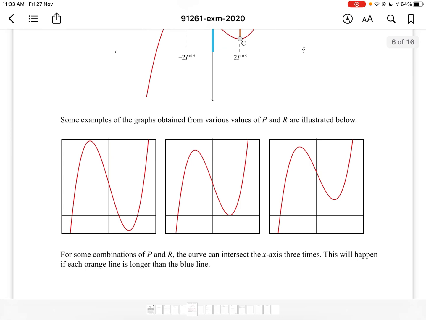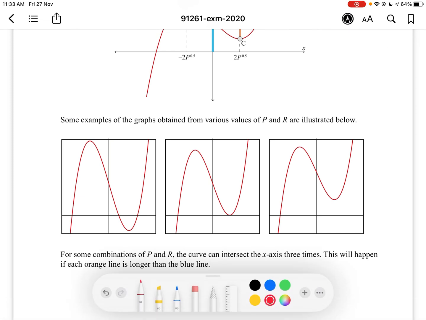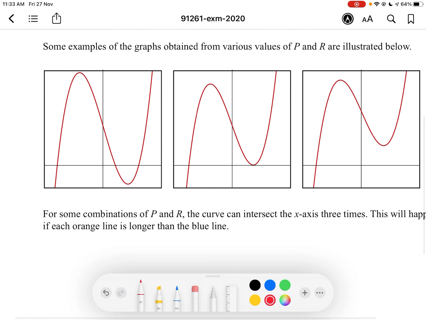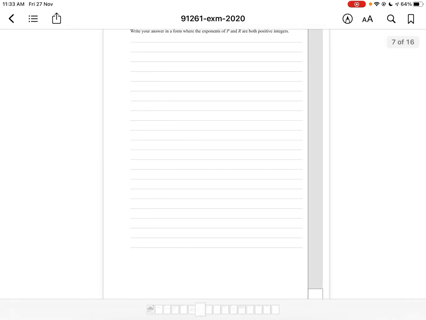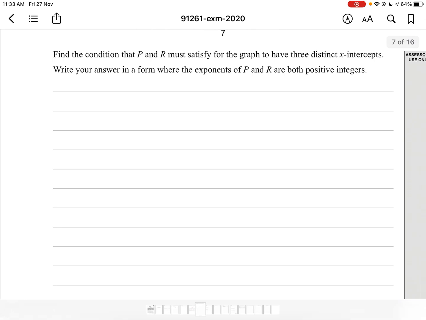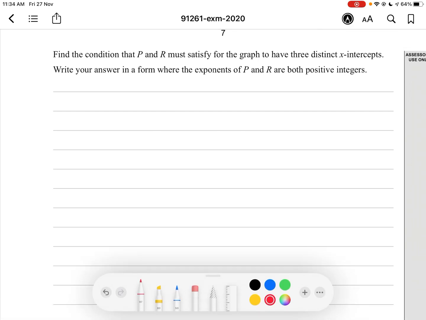Alright, so for some combinations of p and r, the curve can intersect the x-axis 3 times. This will happen when each of the orange lines is longer than the blue line. So the orange line is longer than the blue line. That's when our curve is going to intersect the x-axis 3 times. So that's very important information. Find the condition that p and r must satisfy for the graph to have 3 distinct x-intercepts. Write your answer in the form where the exponents of p and r are both positive integers.